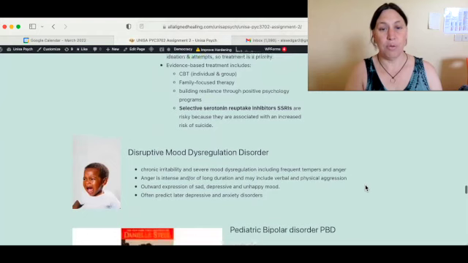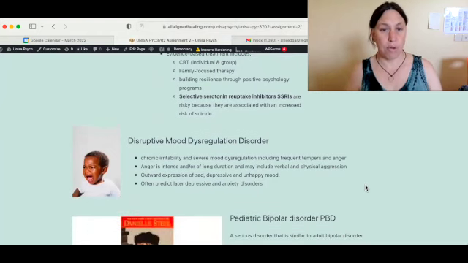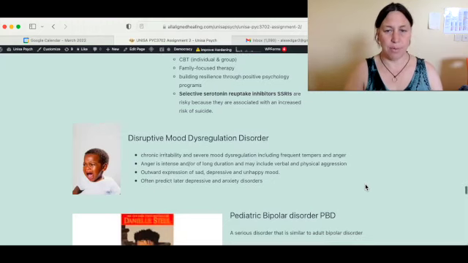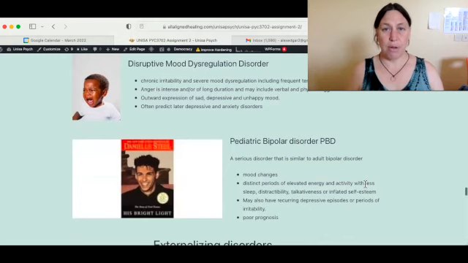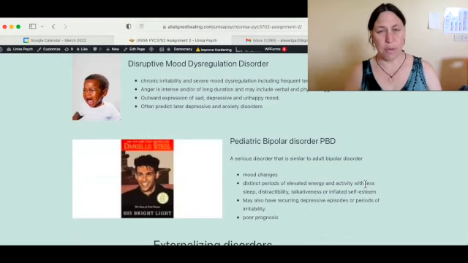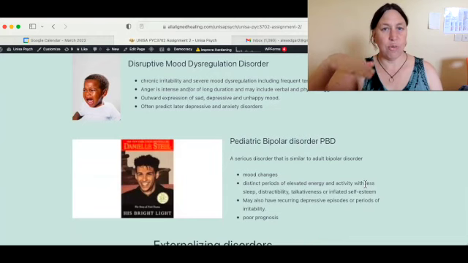Okay, disruptive mood dysregulation disorder, chronic irritability, and severe mood dysregulation, including tempers, anger, sadness, and unhappiness. Often predicts later depressive and anxiety disorders. Pediatric bipolar disorder. This is the same as adult, but it has a very poor prognosis. It's a very serious condition. It's characterized by those moments of mania, elation, elevated energy, and interspersed with either depression or normality.